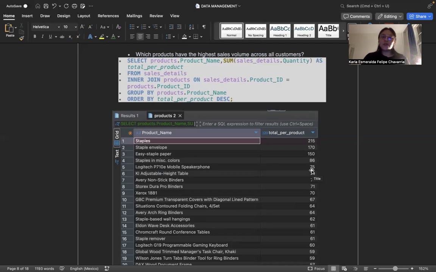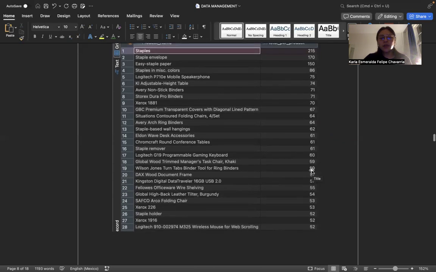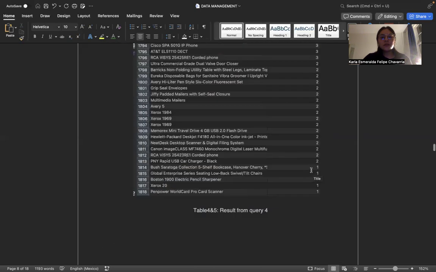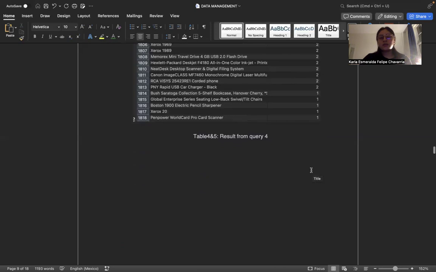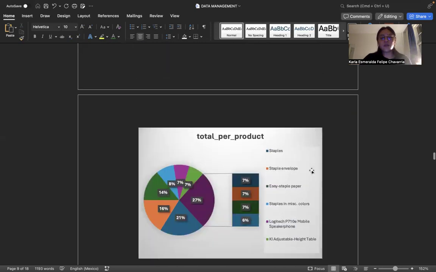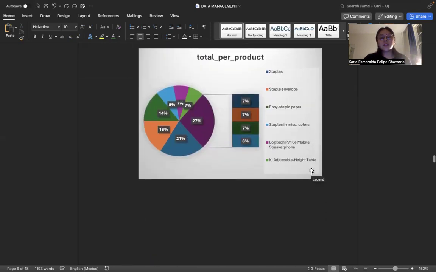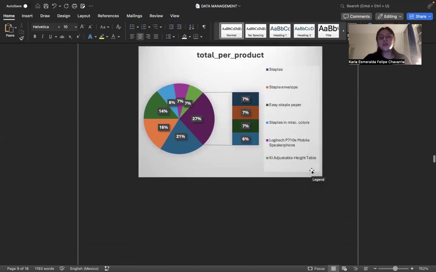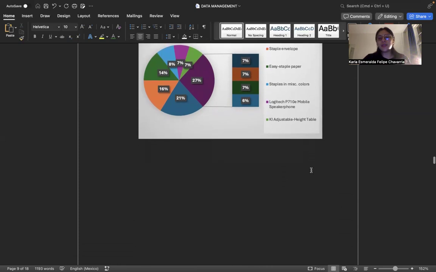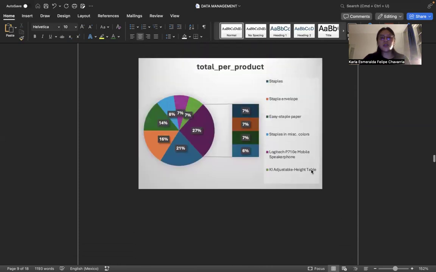So again, two different tables, two different columns using inner join, and grouping everything by the product name. So this is the result from the query. And yeah, the whole result, and also a chart where we could see the distribution of the products.